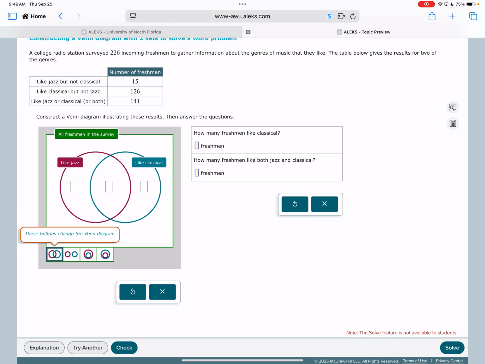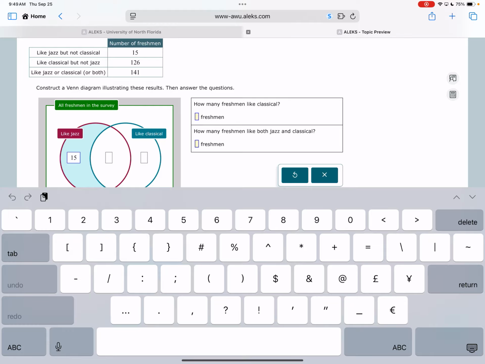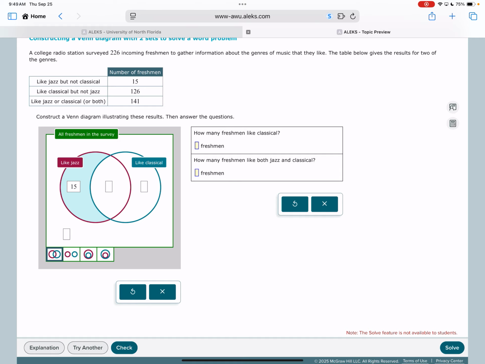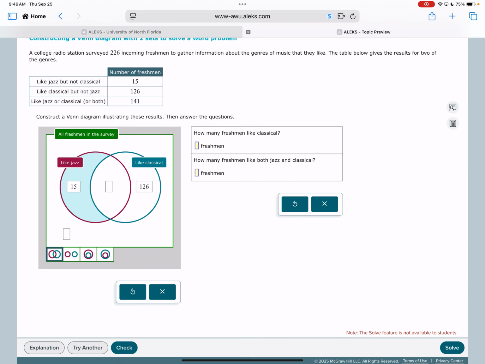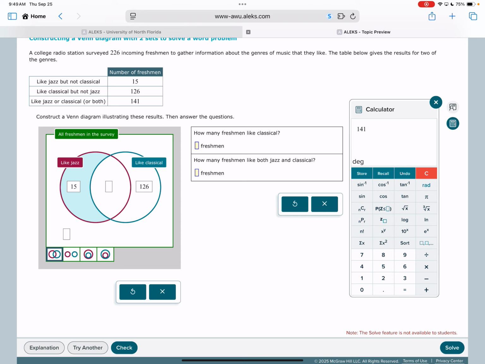Okay. On this one, it says they like jazz but not classical. So that would be in the jazz only circle. Like classical but not jazz, that would be in the classical circle. And then like jazz or classical or both, that's everything inside the circle. Either you like jazz, you like classical, or you like both is 141. But if I do 141 minus 15 minus 126, I get 0.